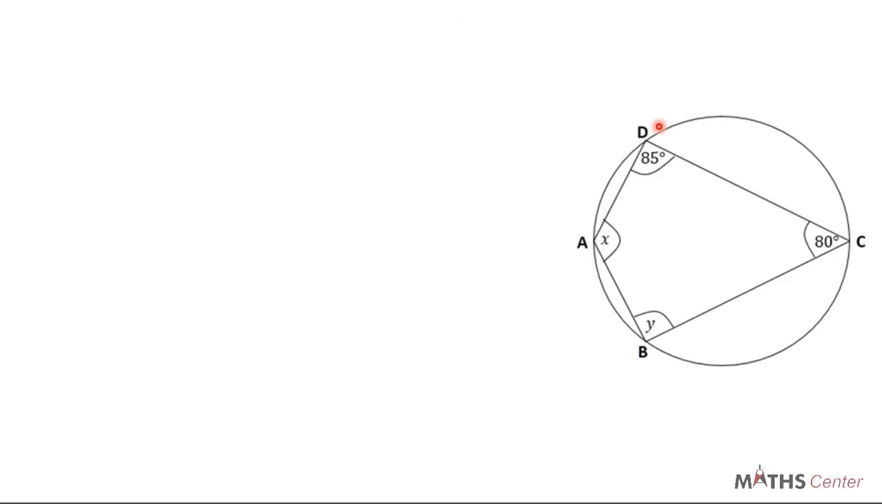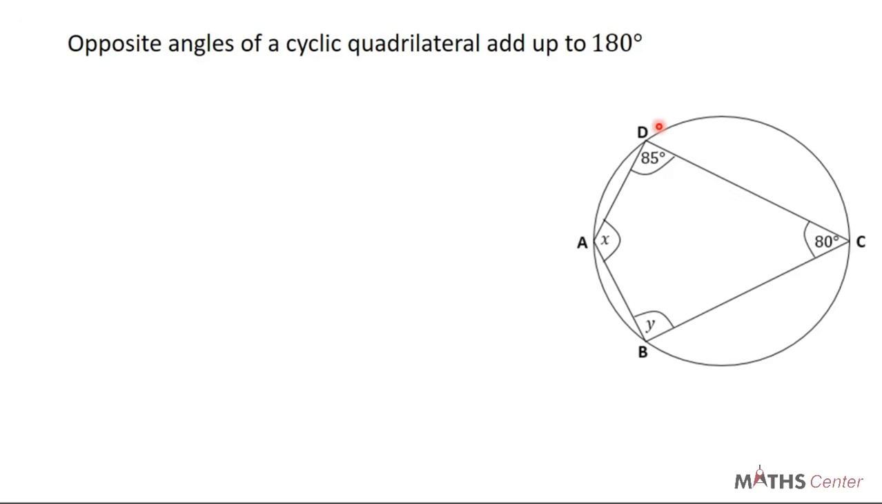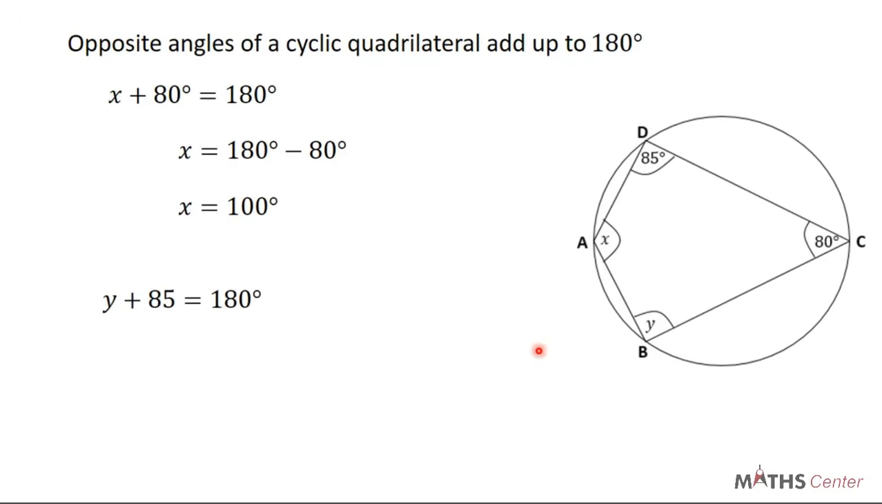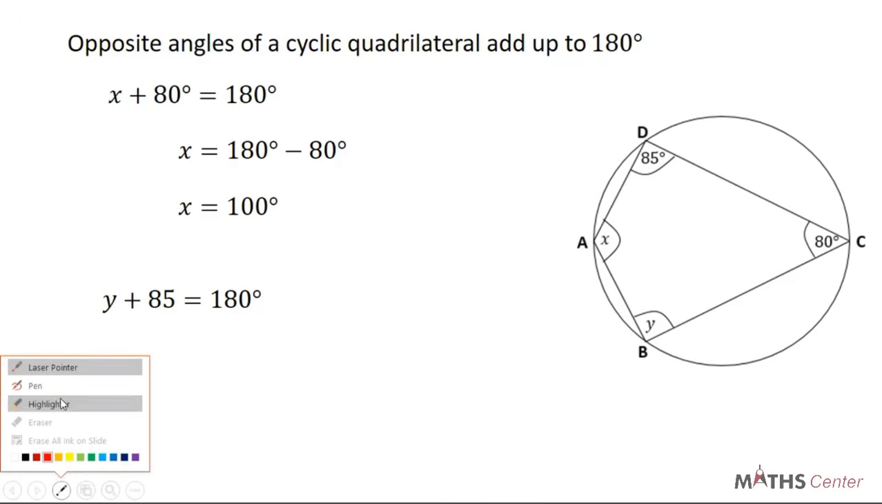What do we know about cyclic quadrilaterals? We know that opposite angles of a cyclic quadrilateral add up to 180 degrees. We know that s and 80 degrees are opposite. So s plus 80 degrees will give us 180 degrees. You simplify, s is giving you 100 degrees. We also know that y and 85 degrees are also opposite angles in the cyclic quadrilateral. So y plus 85 degrees, sorry, this is in degrees.